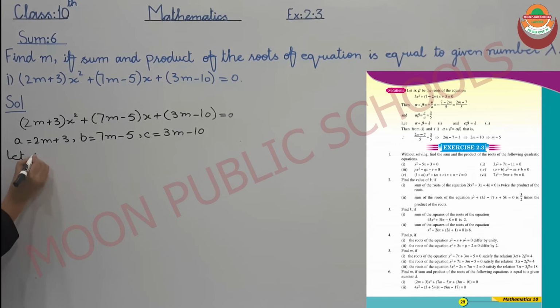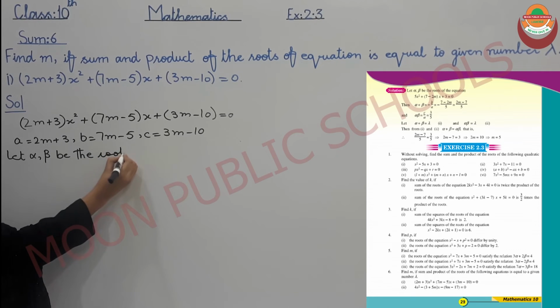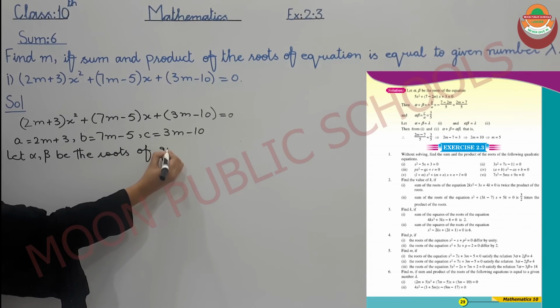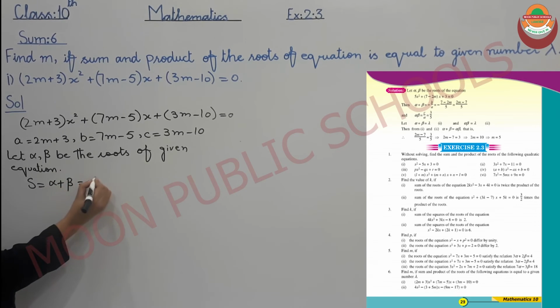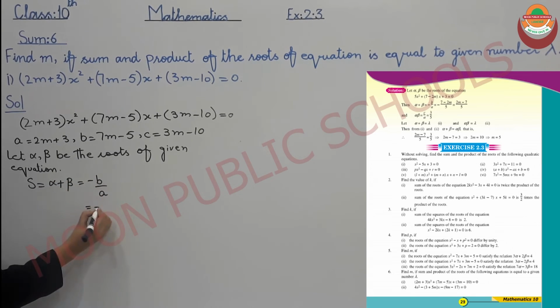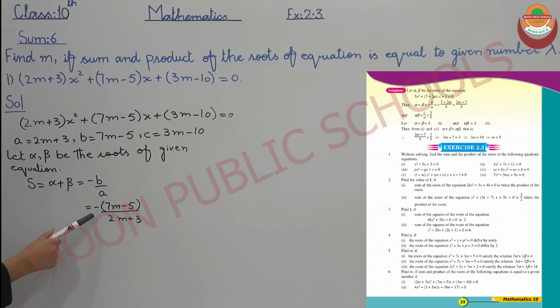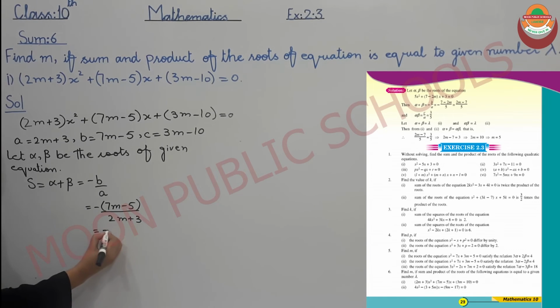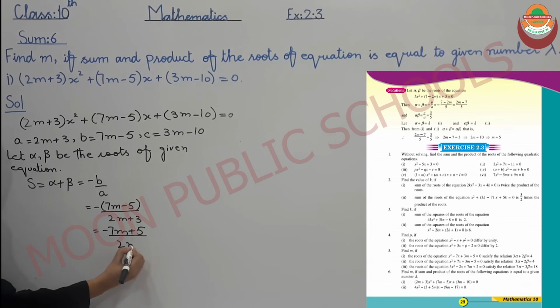Let alpha and beta be the roots of the given equation. First we find the sum of roots. Sum of roots equals alpha plus beta and its formula is minus b over a. The value of b is 7m minus 5 and the value of a is 2m plus 3. Here we multiply minus with the bracket, minus 7m plus 5 over 2m plus 3.